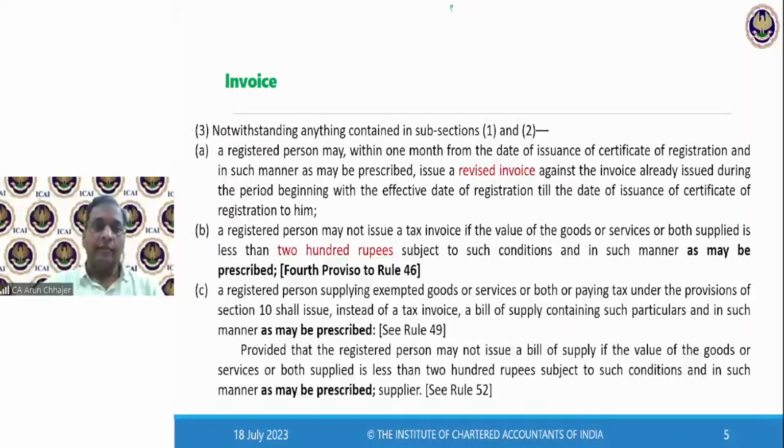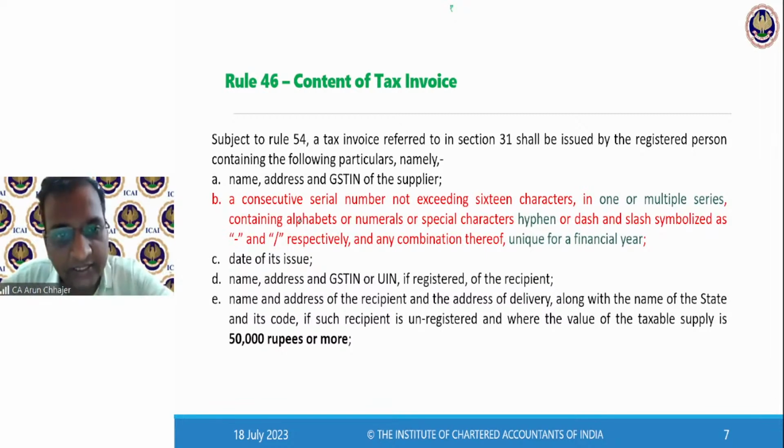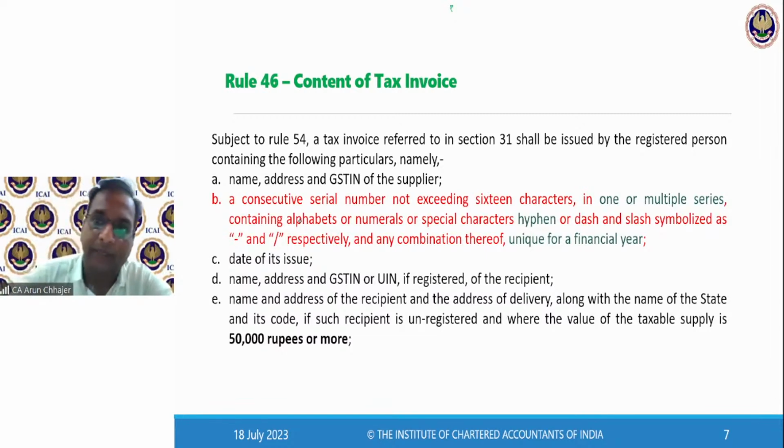So now let me move to the content of tax invoice. Rule 46 talks about what should be there on the tax invoice. There are multiple contents. We will discuss one by one. First, name, address and GSTIN number of the supplier, obviously.